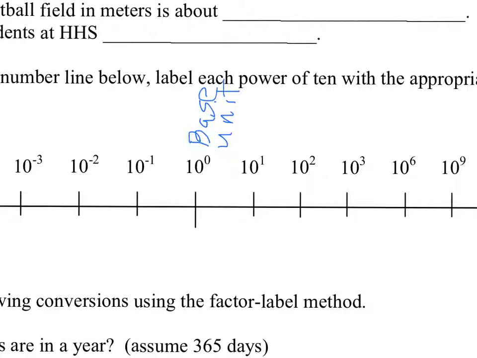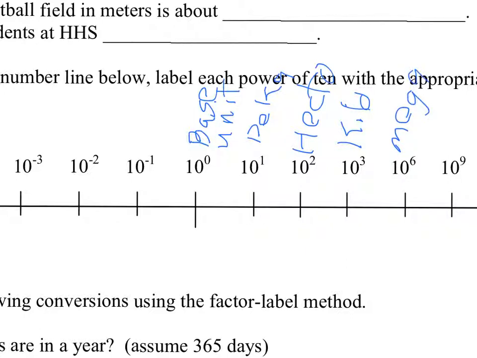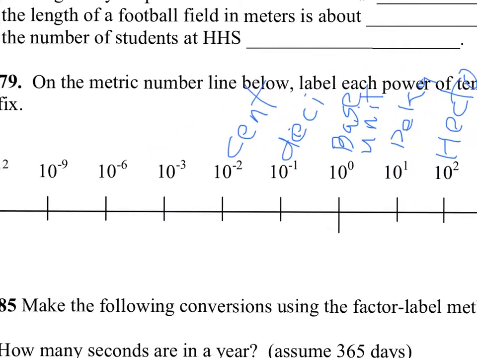And as we go on through here, we have deca, hecto, kilo, and then we go on to mega and giga. On this side we have deci, that's C-I, deci. Centi, like a cent. It's where we get our dollars and cents. Here we have milli.